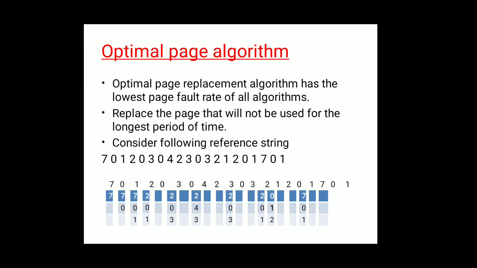Similarly it goes on till all the reference strings are completed, and the number of page faults we will be getting is 9. 9 page faults will occur in the optimal page algorithm, and we can say that the optimal page replacement algorithm is much better than the FIFO algorithm, because in FIFO, as you can remember, we got 15 page faults, whereas in optimal page we got only 9 page faults. So the optimal page algorithm is better when compared to the FIFO algorithm.